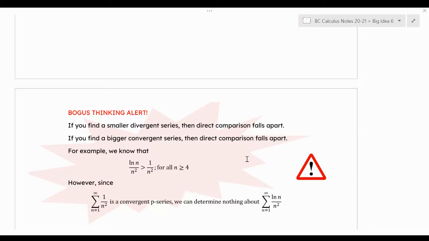Not really anything, right? Because what's bigger than a number? Well, other numbers, but also infinity. So what if you know the bigger series diverges? What's smaller than infinity? Finite numbers are smaller than infinity, but so are other infinities. You don't know anything.